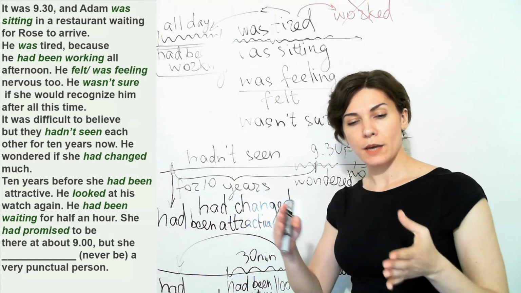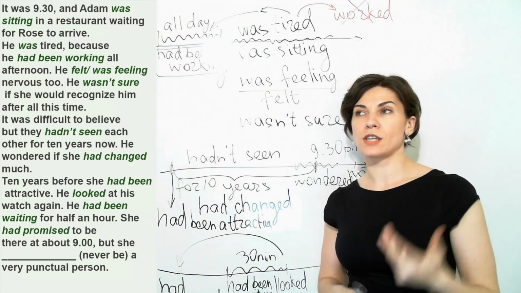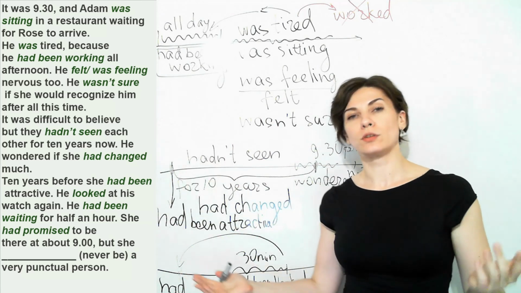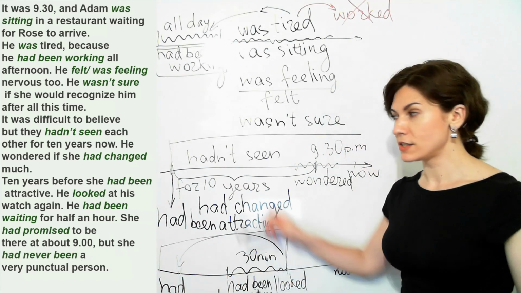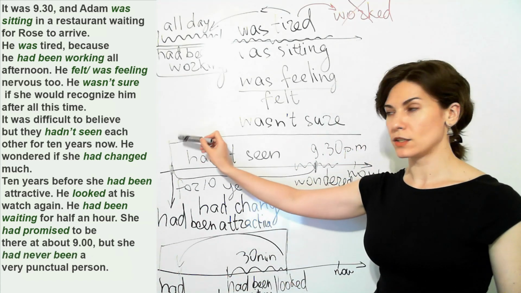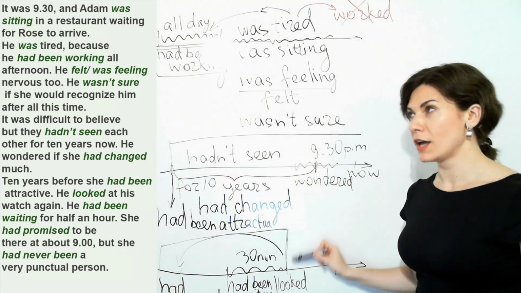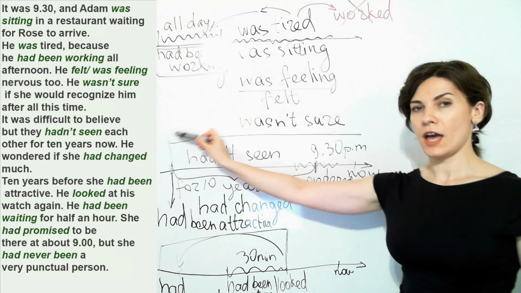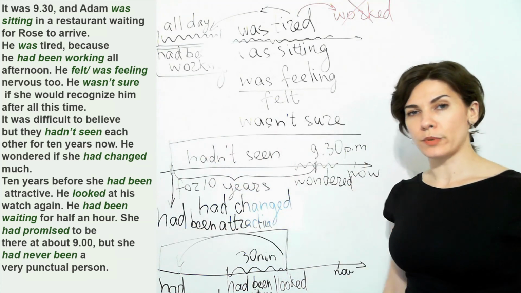She had never been a punctual person. The word never means a period of time. For example, I've never been a punctual person, John said. On a timeline, it will look like this. So they met, and since that time up to the time when he was waiting for her at the restaurant, she had never been a very punctual person.